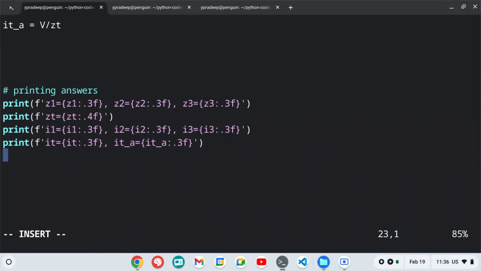Okay, any doubts after here? Shall I run this? Just printing the results. Yes, please.